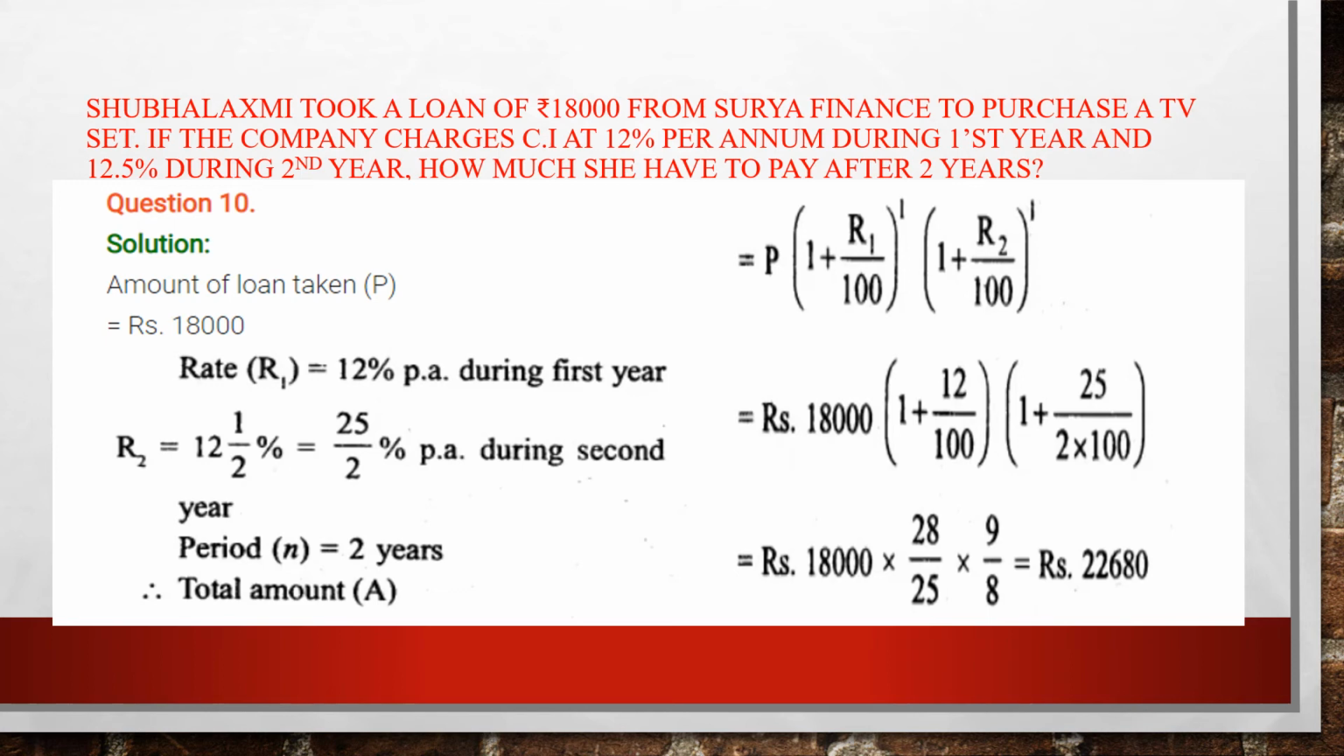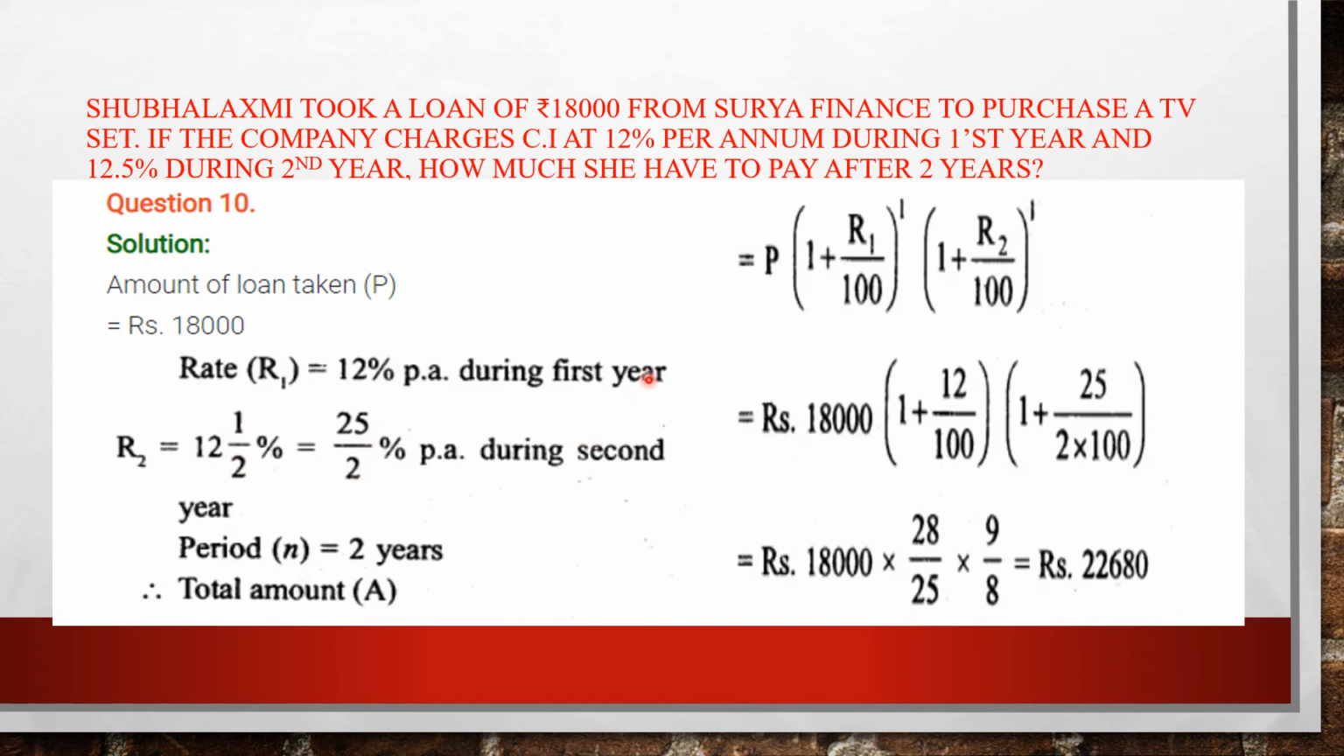Subbulakshmi took a loan of 18,000 from Surya Finance to purchase a television set. If the company charges compound interest at the rate of 12 percent per annum during the first year and 12.5 percent during the second year, how much does she have to pay after 2 years? The loan amount taken is 18,000. The rate of interest for the first year we take as R1, 12 percent. R2 is 12.5 percent, that is equal to 25 by 2.